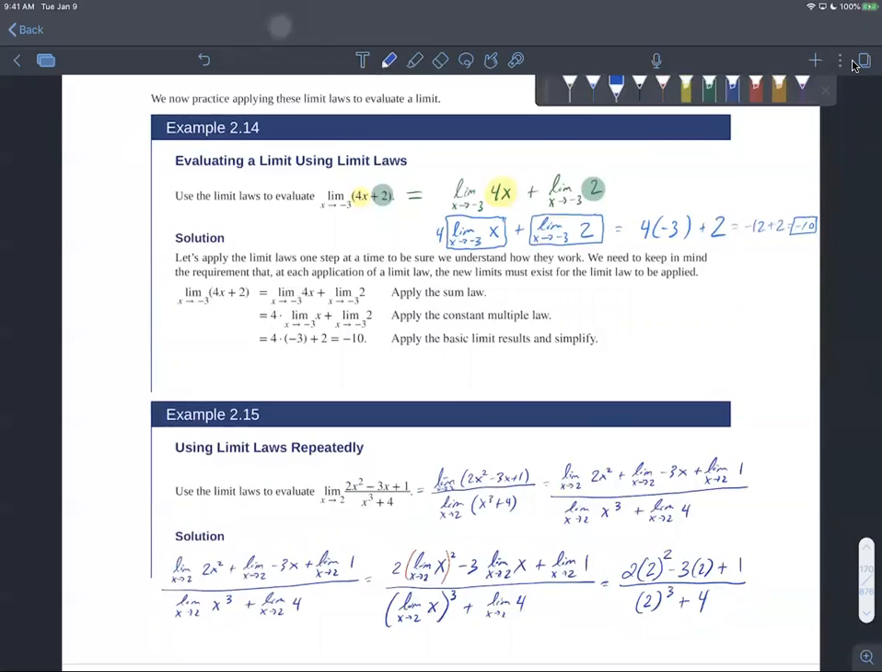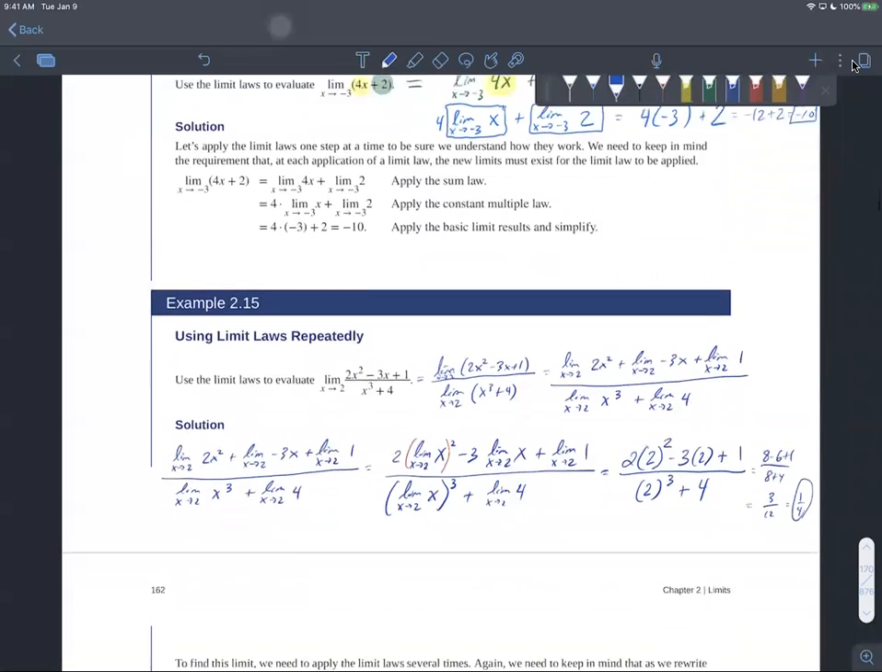So yeah, after a while, it does become a pain to write out all these limits here. But we need to show that for a rational function, we can actually do this. It ends up coming out the same. So what do we got here? Arithmetic. 8 minus 6 plus 1 over 8 plus 4, which is 8 minus 6 is 2, plus 1 is 3, over 12, or 1/4.